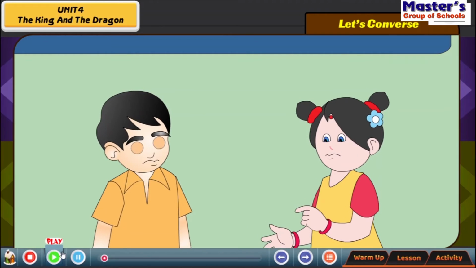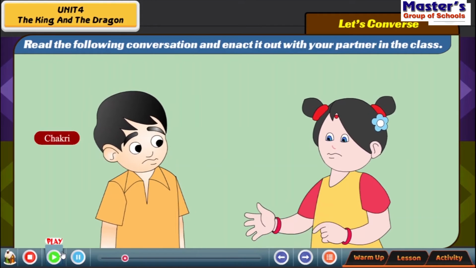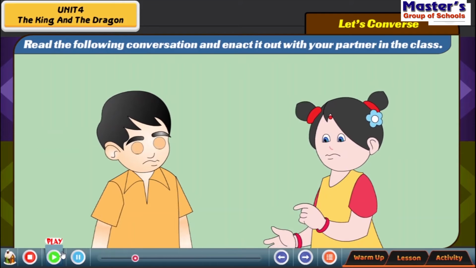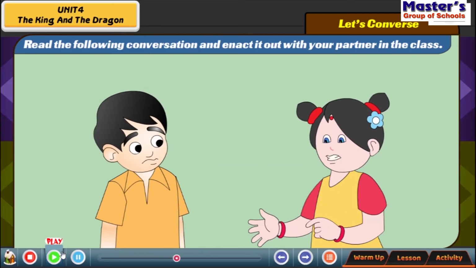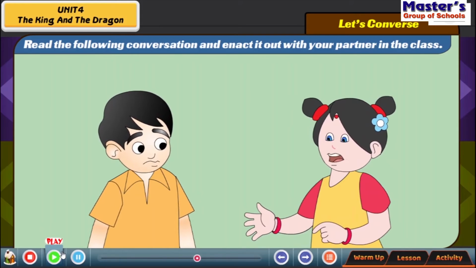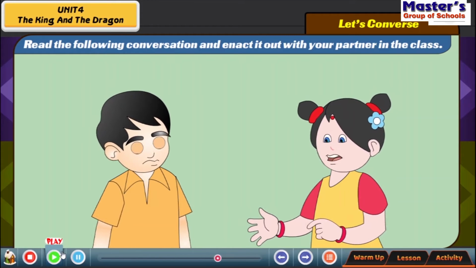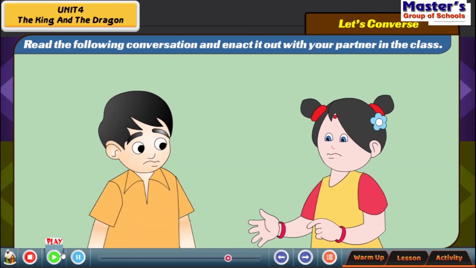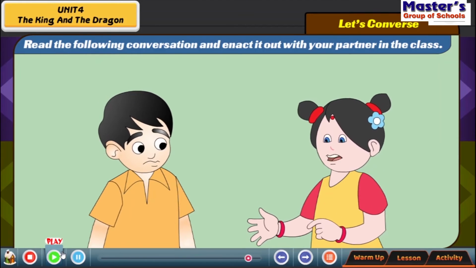Let's converse. Read the following conversation and enact it out with your partner in the class. Chakri: Sita, did you borrow any book from the school library last week? Sita: Yes, I took a collection of stories. Chakri: Did you like these stories? Sita: Well, I liked them, but the story I liked the most was about King Midas. Chakri: Tell me about it. Sita: King Midas was very greedy. He wanted everything that he touched to turn into gold. God granted his wish. So, his food, clothes, and even his daughter turned into gold. Chakri: Oh, what a pity! It shows that God punished him for his greed. Sita: You are right. We should never be greedy.